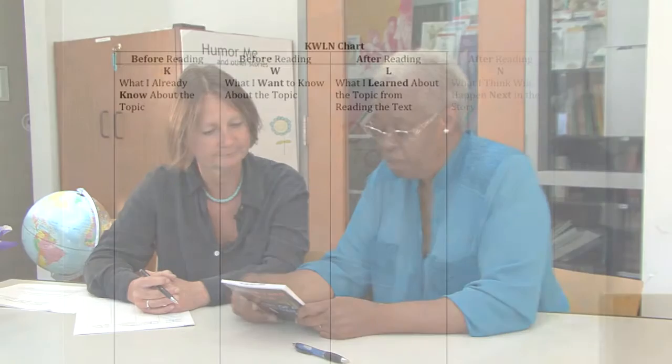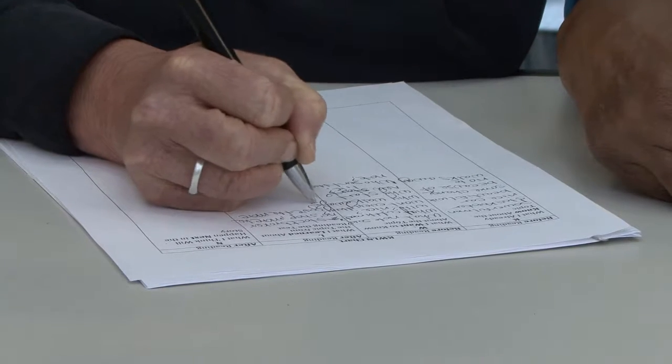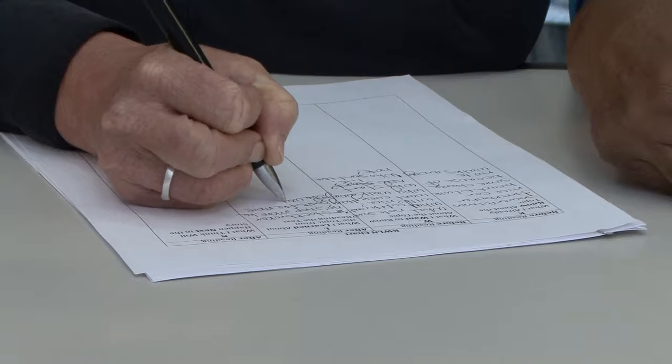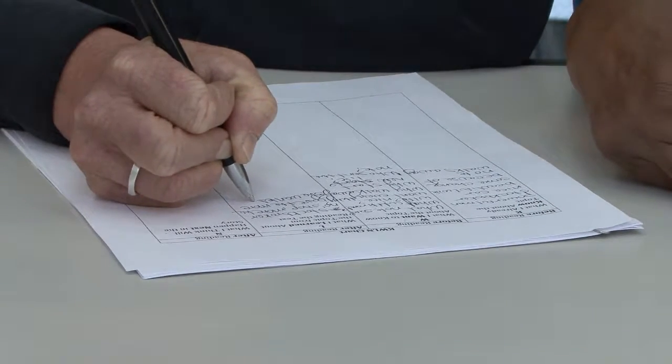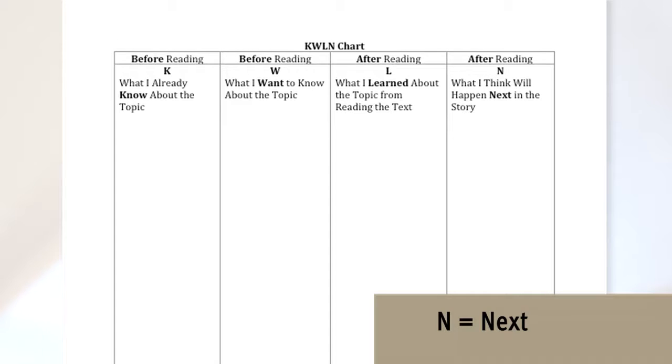while reading. A KWL chart is a type of graphic organizer. Graphic organizers are diagrams or charts that visually represent the relationship of ideas and information. You can enhance the KWL chart by including another recommended comprehension strategy, predicting what will happen in a text by adding an N to the chart. Students can then include their own ideas about what they think will happen next.